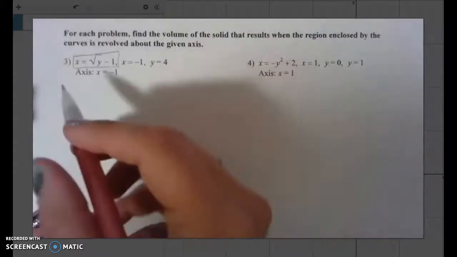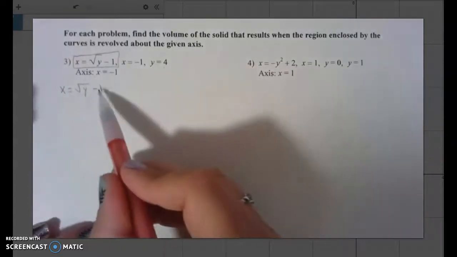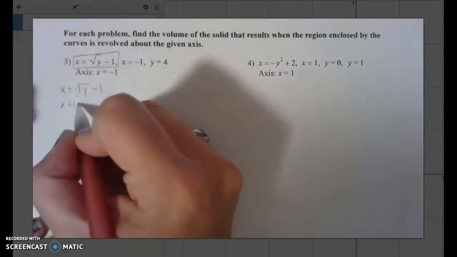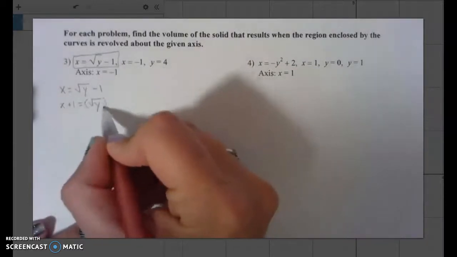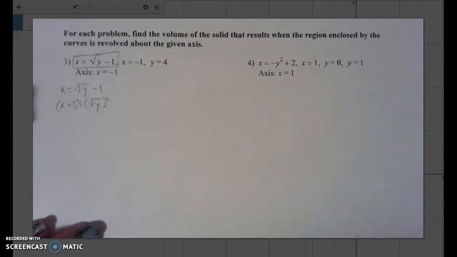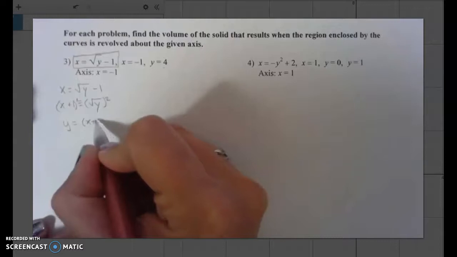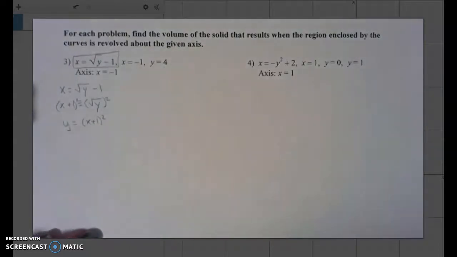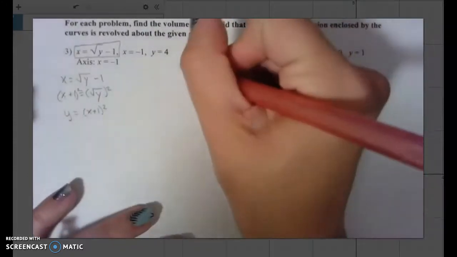So if I take this function and I am going to solve it for y, first we move the 1, so x plus 1 is equal to the square root of y. Then to get the y alone, we square both sides. Okay, so what we have here is y equals x plus 1 squared. That's just going to help us get a visual of what we have for this problem. Okay, so now I can make a graph for it.